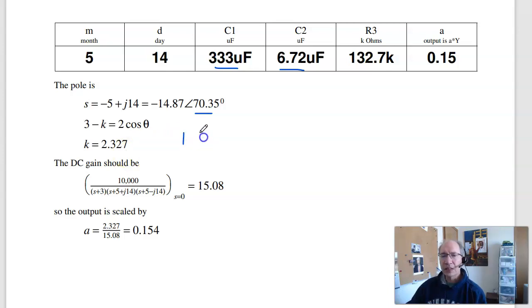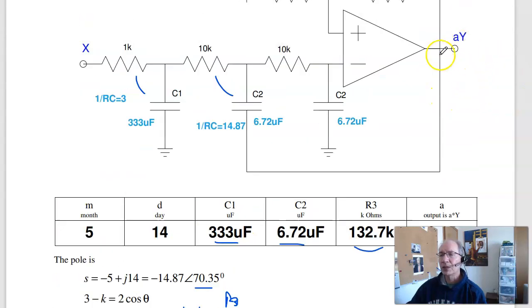And that's 1 plus R3 over 100K. So for a gain of 2.32, I want a resistor of 132K. Finally, I want the gain of the system to be 15.08 at DC. This has a gain of 2.32, so the output is smaller than it should be. The output is only 0.154 times what it should be. So the scalar on the output is 0.15.